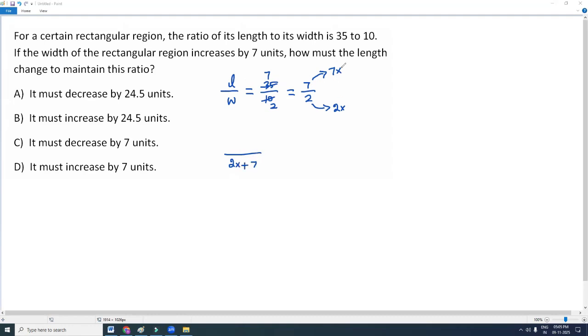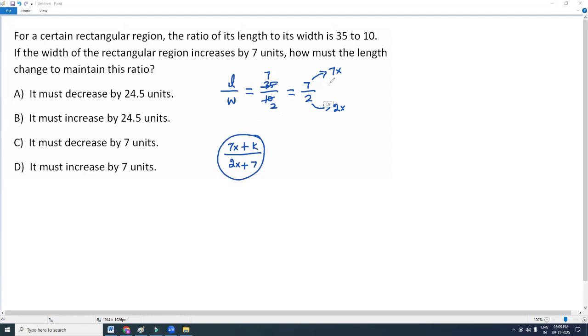Then, how do we have to change the length? That is how we have to change this 7x so that the ratio of the length and width is maintained as 35 to 10 or 7 over 2. Okay, now let me assume the length of the rectangle has to be changed by k units. Then we have to take 7x positive k.